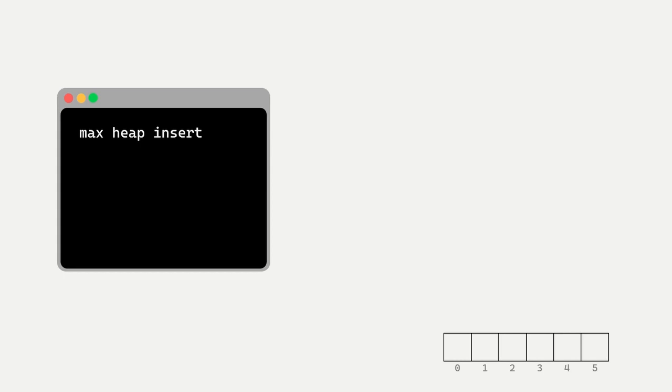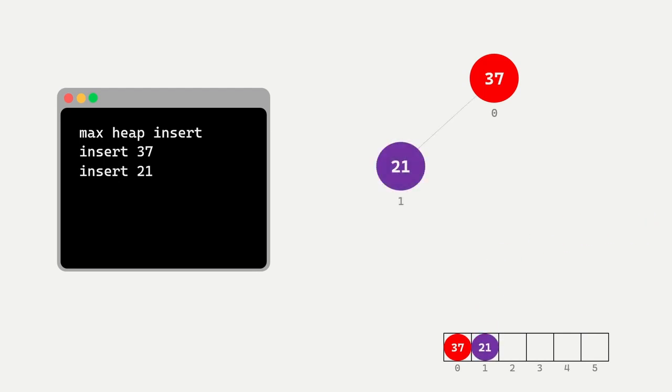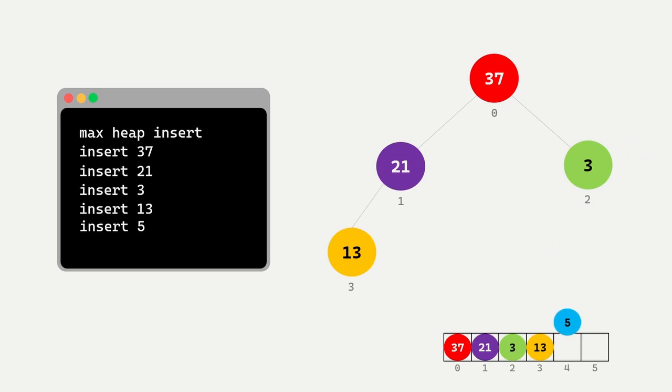Next, let's try to create a max heap by inserting elements into an empty array. Let's start with inserting 37, no parent, so we continue. Then we insert 21, and because 37 is larger than 21, no swap occurs. Now let's insert 3, and 37 is greater, so no swap. Insert 13, which is less than 21, so again no swap. Insert 5, no swap. Up until now, this must look nearly identical to inserting elements into a regular complete tree.